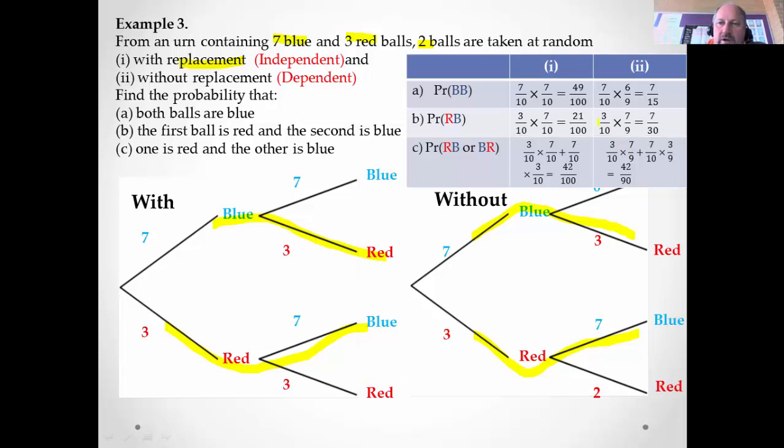So you'll notice the probabilities, same questions, but because with replacement and without replacement, we get slightly different probabilities as answers.